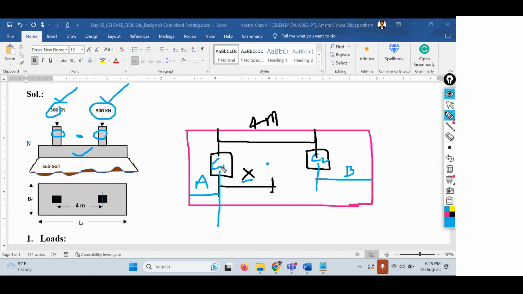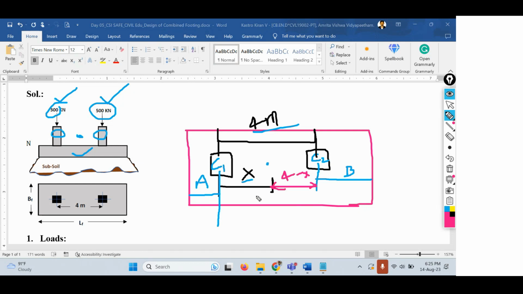The center to center distance between the columns is already given in the problem statement, which is 4 meters. From the center of column 1 to the nearest edge of the footing, I am considering the distance as A. And from the center of column 2 to the nearest edge of the footing, I am considering the distance as B. Now, what will be this distance? We know the total distance is 4 meters and this distance is x meters, so this one will become 4 minus x meters.